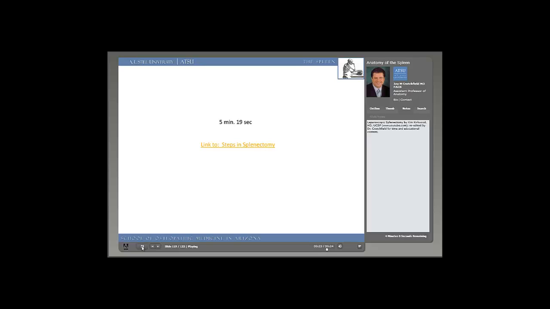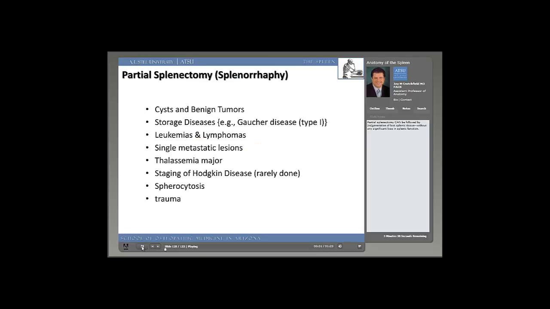A partial splenectomy, or a splenorrhaphy, can be performed for a variety of causes, including cyst and benign tumors. We'll look at a small video of a partial splenectomy being performed for a splenic cyst. It can also be performed for leukemia and lymphoma, for a single metastatic lesion to the spleen, thalassemia, spherocytosis, even trauma, where we can attempt to preserve splenic function, especially in children. But sometimes trauma is a contraindication to a laparoscopic procedure when other damage is suspected in the abdomen.